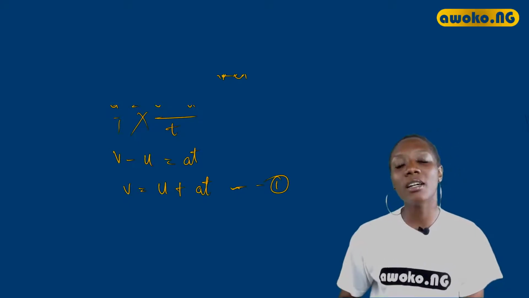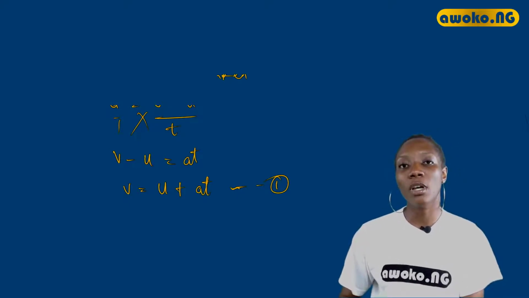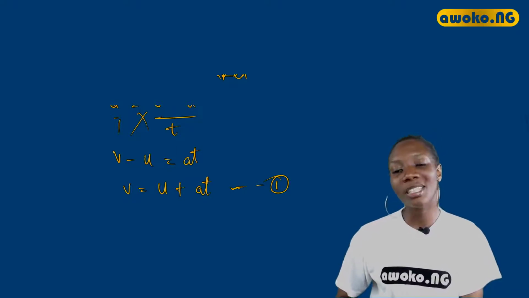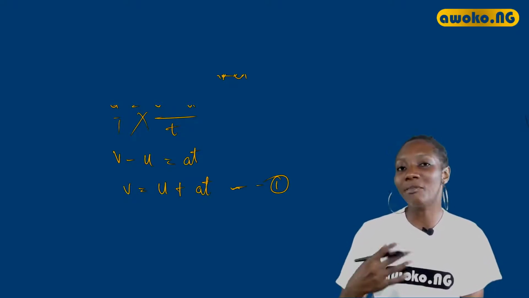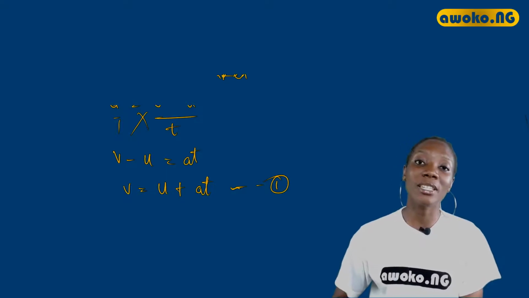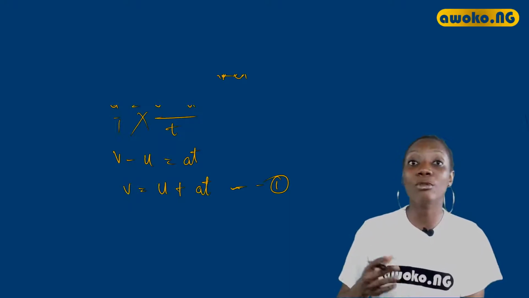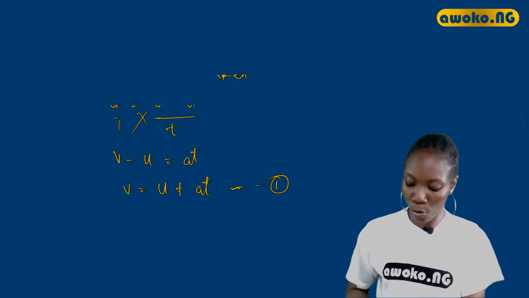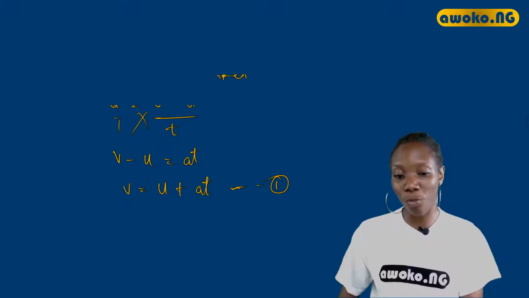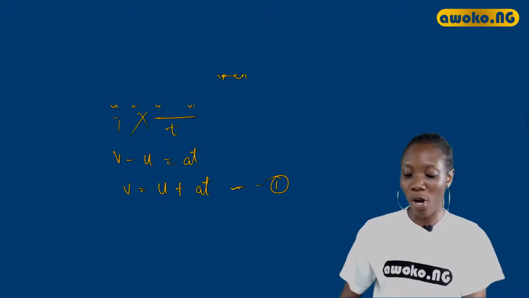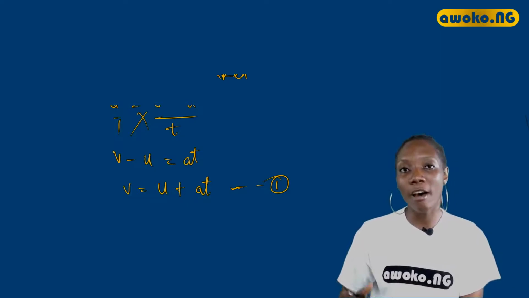Now there are other equations of motion under this constant acceleration, but there's no need to actually derive them, because in your exams you will not really be asked to derive them, okay? You just need to know them so that you can apply them while solving problems. So this is one of the equations of motion, and I'm sure you're familiar with it because you're a physics student. So we're going to take down the other 4.